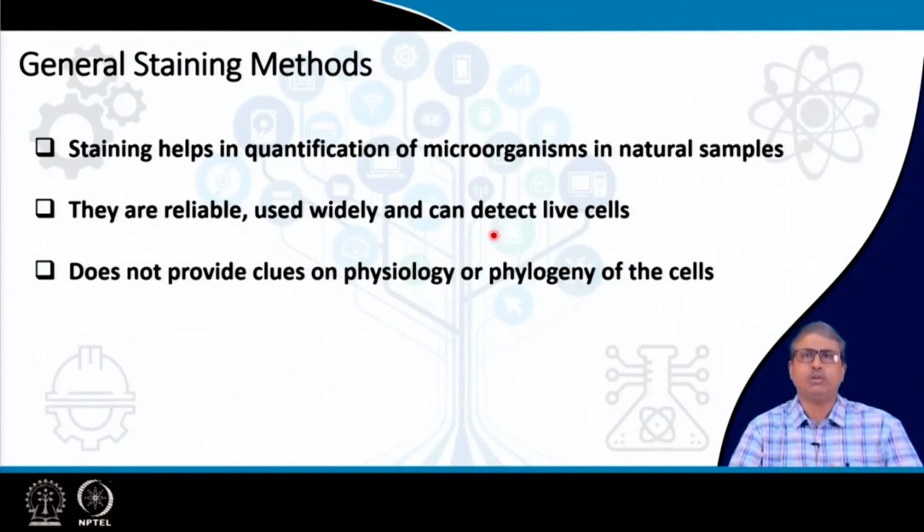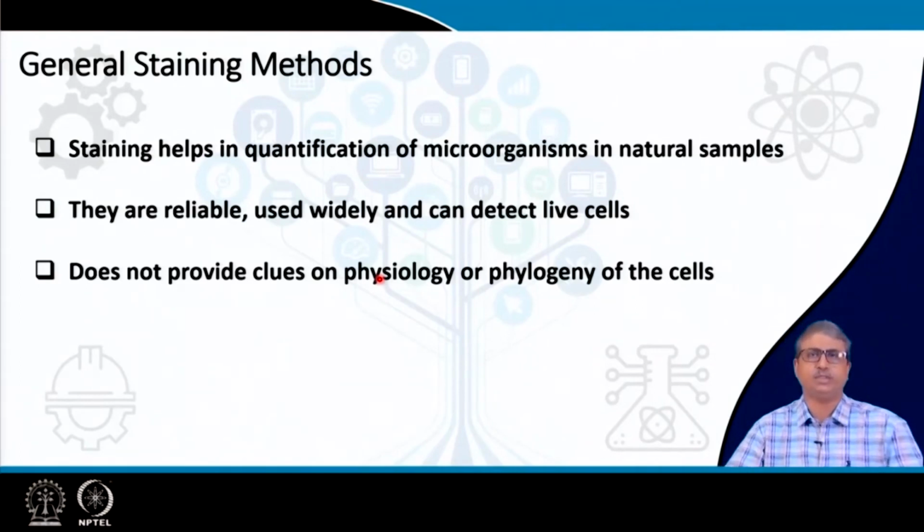We can also count how many cells are living and how many cells are dead, but it is not possible with simple staining technique to say what the physiology of these cells is, whether they are carbon fixing, hydrocarbon degrading, ammonia oxidizing, nitrate reducing, or whatever may be the relevant physiology that is of a question or point of interest for a particular environmental engineering system.